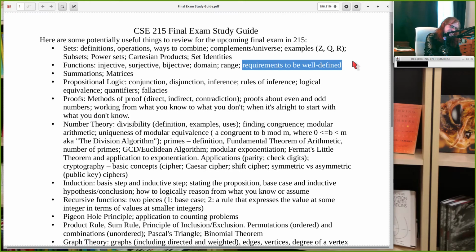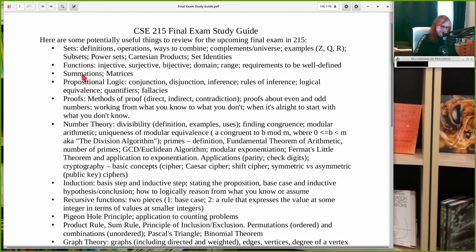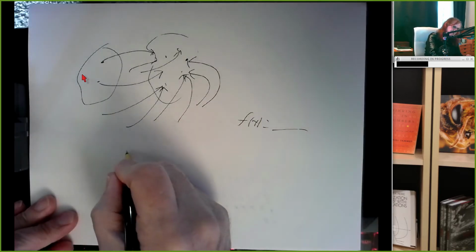If we have a function f of x equals, there's always exactly one thing that we can fill in the blank with. We can't say the sine of x is, well, it could be 2, but it could be -6 also. That's not a function. It's not well defined. So vertical line test in math. Summations are these sigmas.